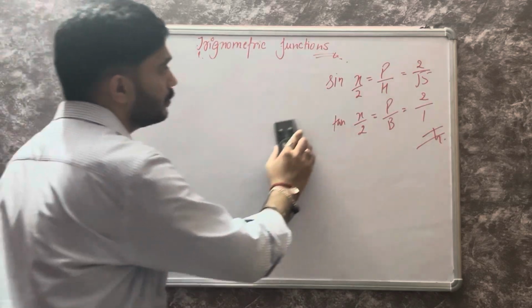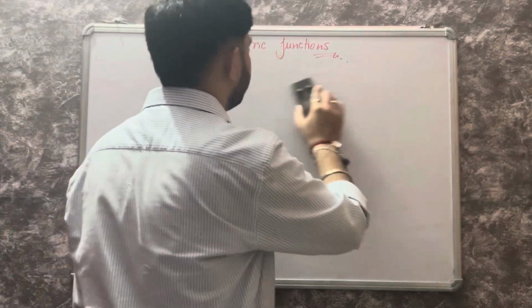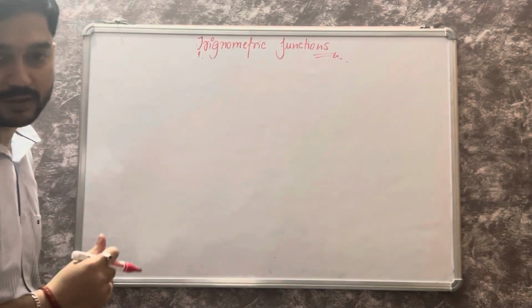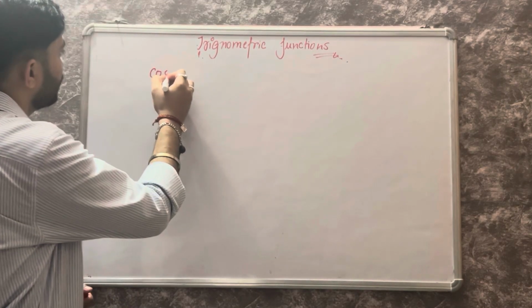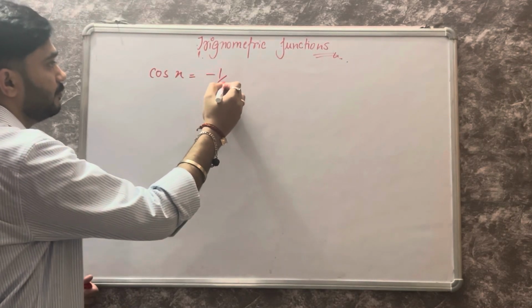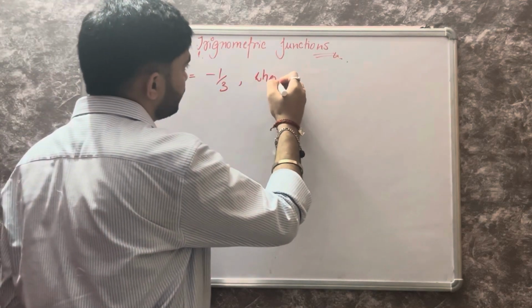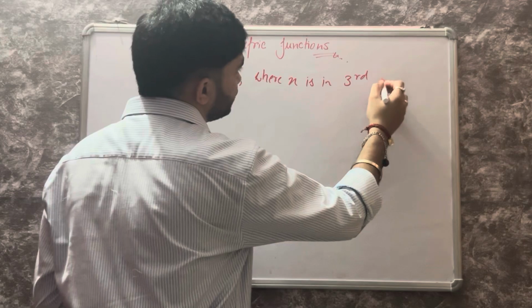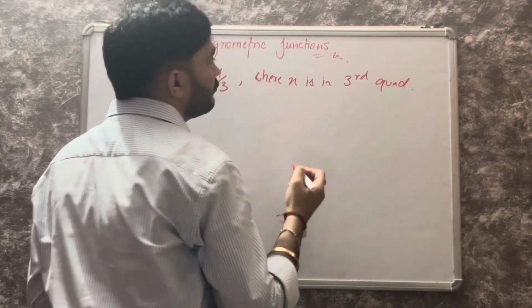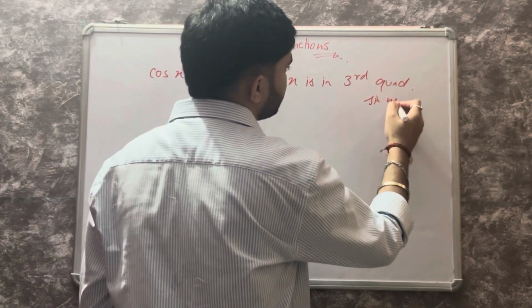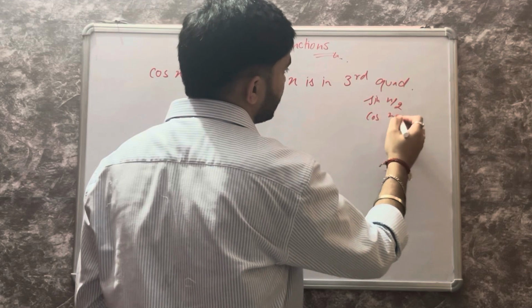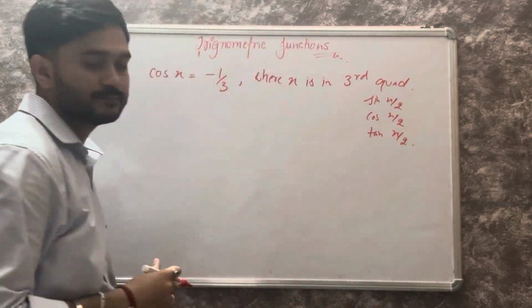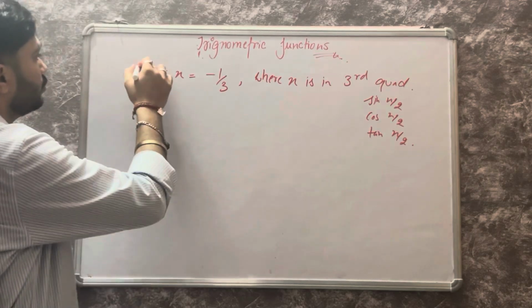We are going to solve one more question of it. What if the value of cos x is given to us as cos x is equal to minus 1 by 3, where x is in third quadrant, and we have to find the value of sin x by 2, cos x by 2, tan x by 2. How are we going to do so?